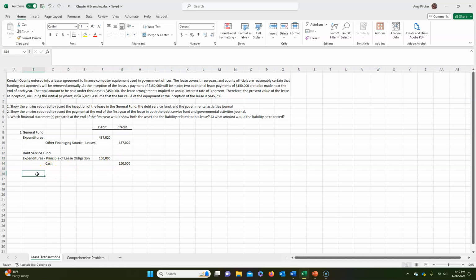And in the governmental activities, we now have leased assets, lease obligations payable, and that we've already paid cash of $150,000. Okay.